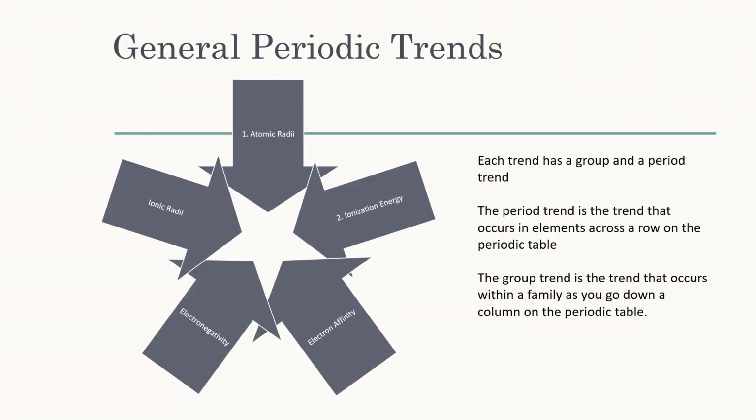Each trend has a group and a period trend. The period trend is the trend that occurs in elements across a row on the periodic table, horizontally, and the group trend is the trend that occurs within a family as you go down a column on the periodic table.